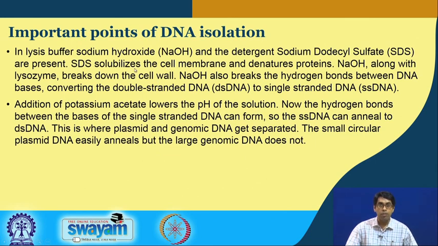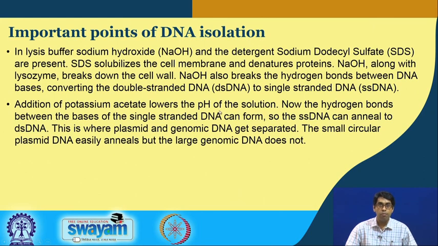Once all of this happens, we rapidly decrease the pH by adding potassium acetate. This is a salt of acetic acid, and when we add this, the pH drops and it becomes acidic. Now this is a very important step, because the addition of NaOH disrupted the hydrogen bonds in the double stranded DNA, converting it into single stranded DNA. So at this step, both the genomic DNA and the plasmid DNA are single stranded.